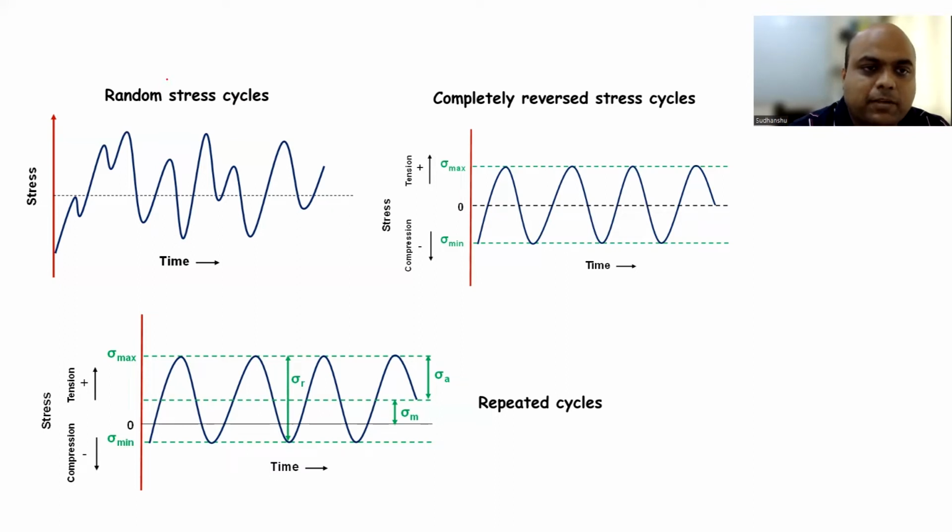If you remember, there was the random stress cycle, then the completely reversed stress cycle where R was equal to -1, and then the repeated cycle. R can have different values. It can be negative, it can be positive. Okay, so we had discussed this. I just wanted to show you a schematic again. So what are the different factors which can affect fatigue failure?